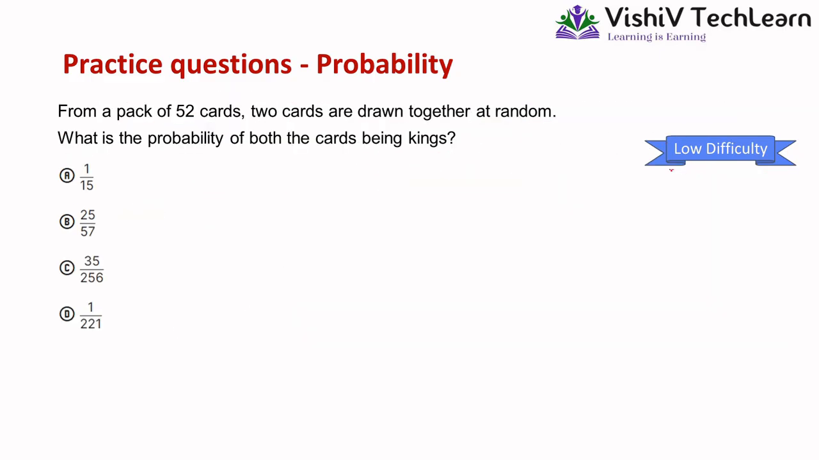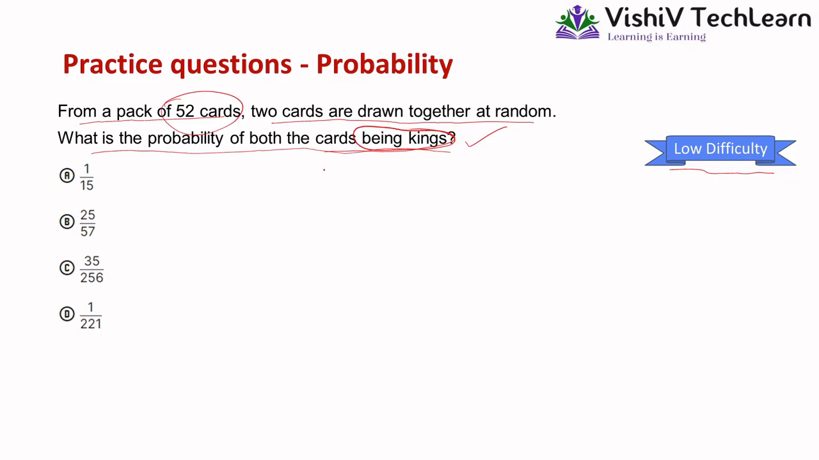Now this next question is again of low difficulty level. Let's read it. From a pack of 52 cards, 2 cards are drawn together at random. What is the probability of both the cards being kings? Okay, so 52 cards are there, and out of 52 we have to draw two cards.